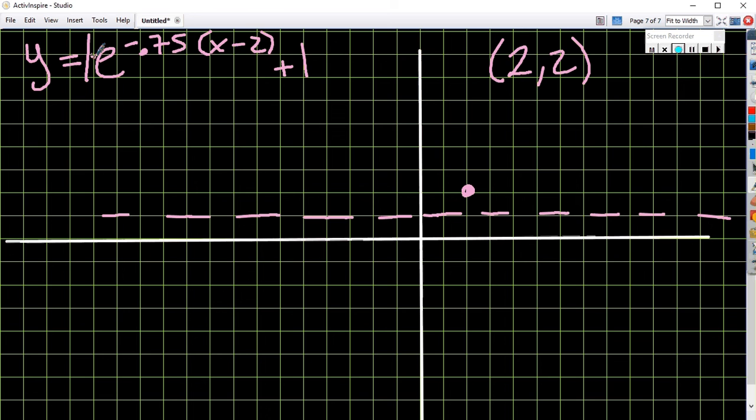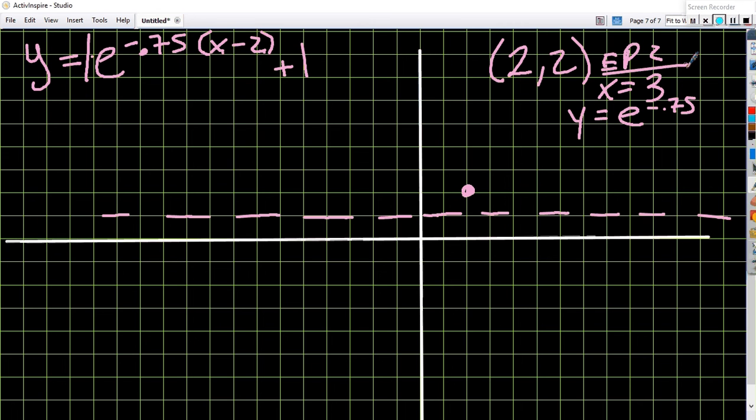All right, how about easy point number 2? Let's use 1. Always go 1 to the right. It'll make your life easier as you plug in. I get e to the negative 0.75. 3 minus 2 is 1. I added 1 to where I started. So what is e to the negative 0.75?